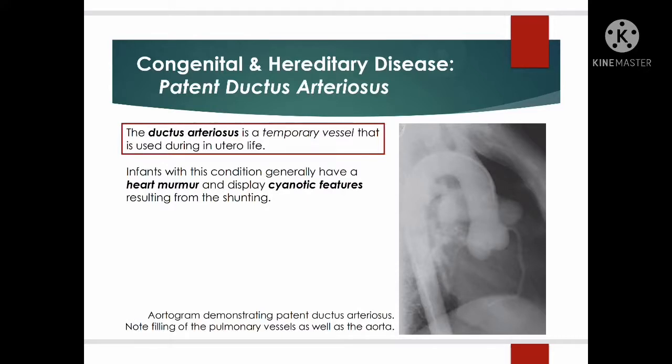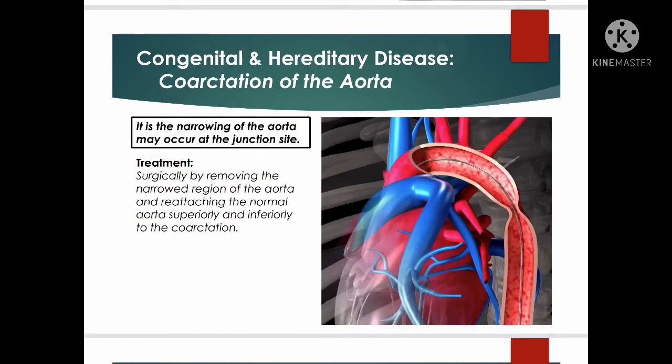Surgery is the last resort and it is not performed until the child is 1 to 2 years old. Next is the coarctation of the aorta. It is the narrowing of the aorta and may occur at the junction site. It occurs anatomically inferior to the vessels responsible for circulation to the head, neck, and upper extremities, so that circulation is not affected. The narrowing of the aorta may occur at the junction site of the ductus arteriosus. The blood flow to the abdomen and lower extremities is compromised and the femoral pulse is very weak. This may lead to heart failure.